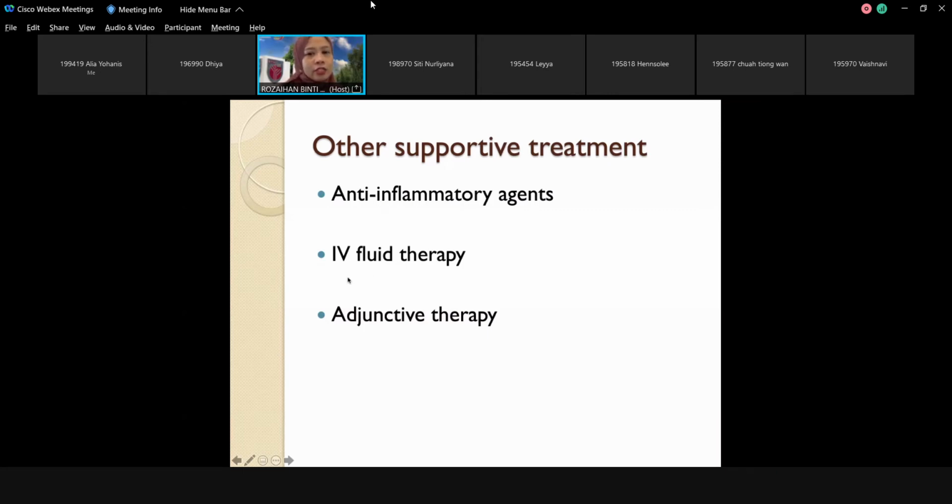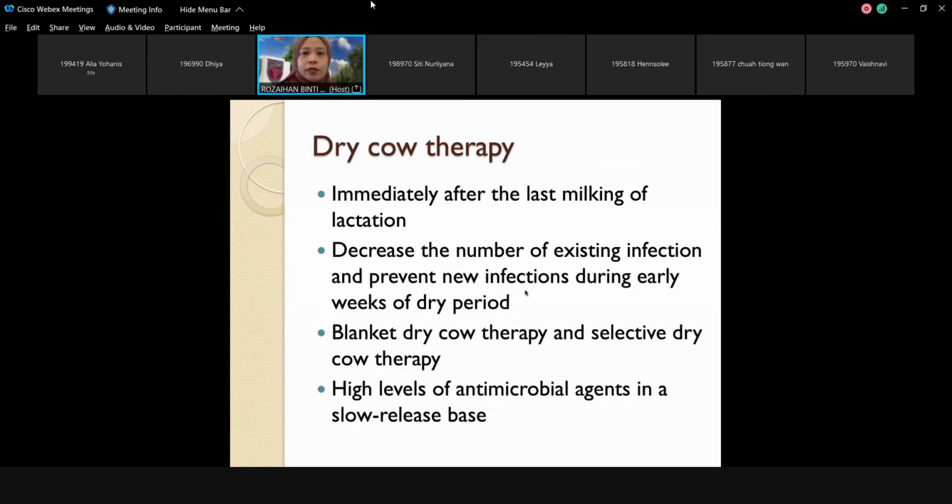If there's any adjunctive therapy, sometimes people would just give oxytocin to make sure, because they think they need to strip off the milk as often as possible, because of the bacteria inside the mammary gland.